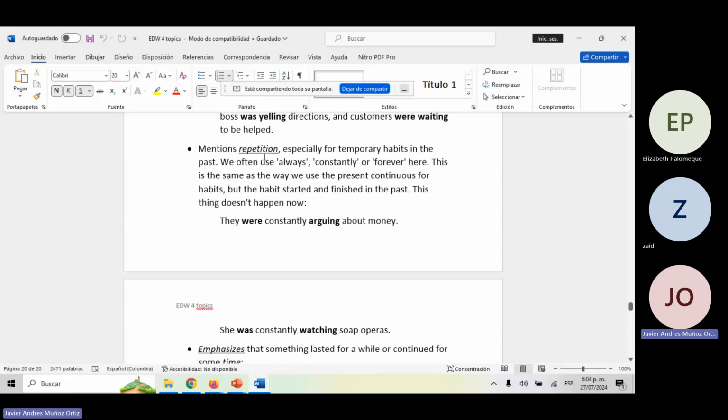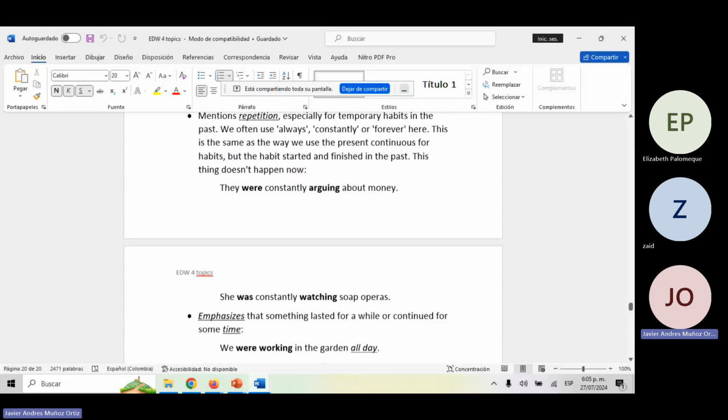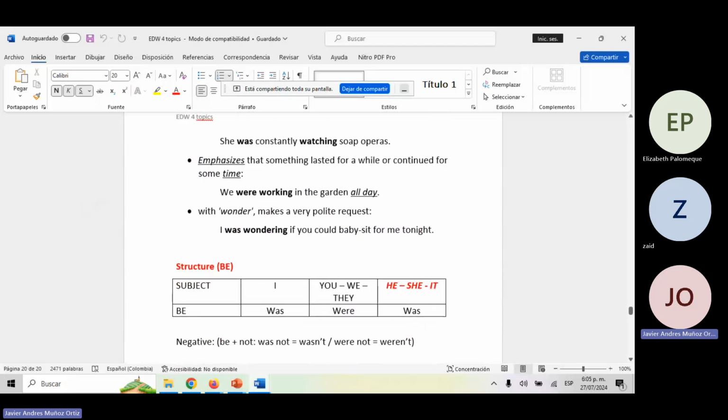Third, we are going to use past continuous tense to mention repetition in the past, something that happened for a period of time in the past, and it was very frequent. So that's why we use adverbs like always or forever, because it was repeated in the past. The fourth reason is because we want to emphasize something that lasted for a period of time. So we are emphasizing the period of time, all day, all the morning, for 3 hours, yesterday, and so on.